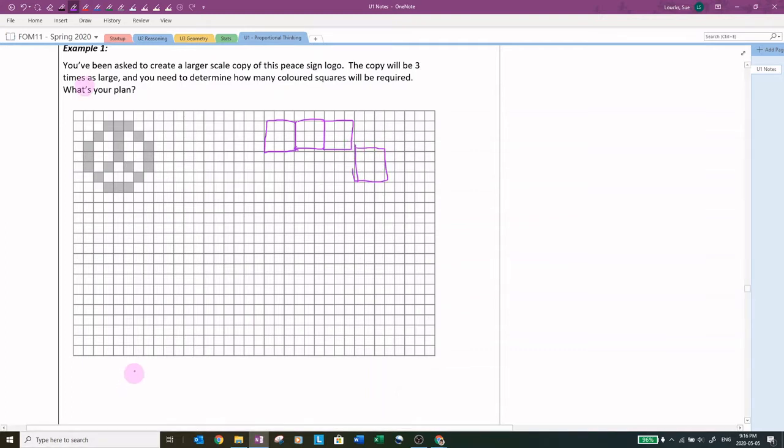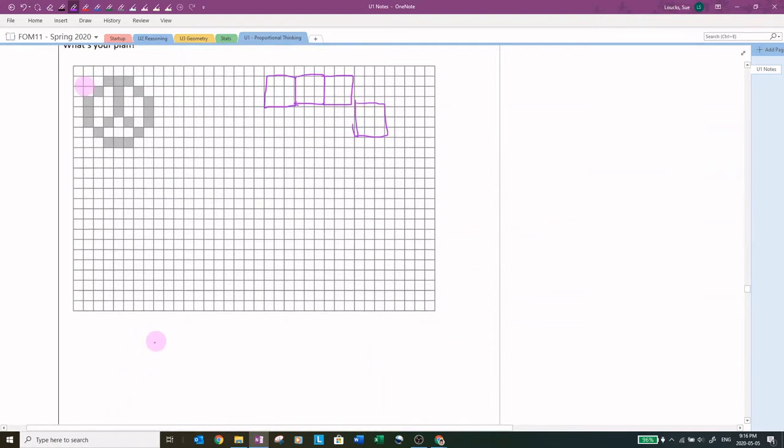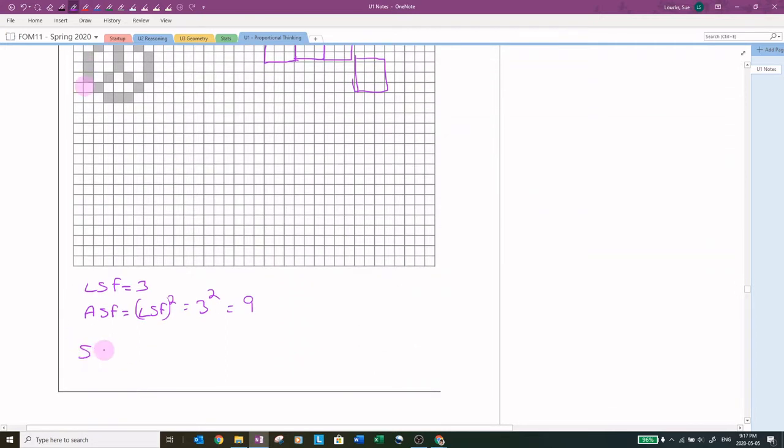How about if we try it mathematically? Well, I know that the linear scale factor is 3. That means the area scale factor is the linear scale factor squared, which means it's 3 squared, which means that it's 9. So that's our area scale factor. And since I know that scale equals image over actual, that gives me that image equals actual times the scale.